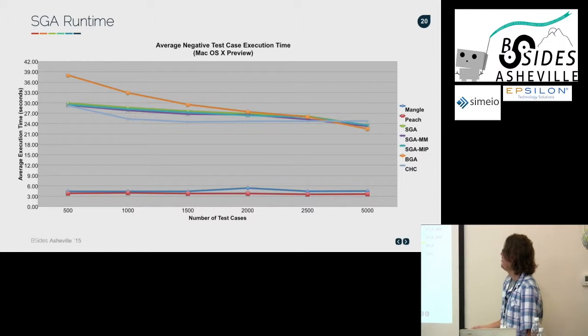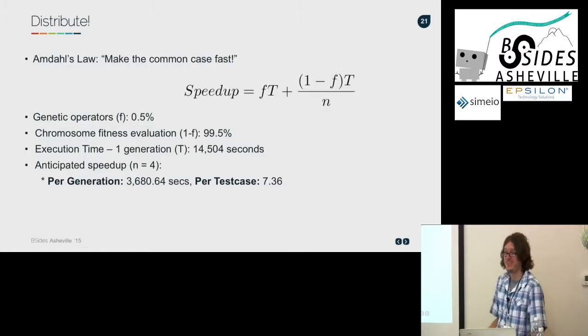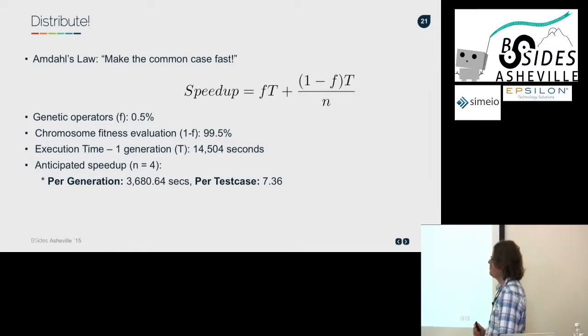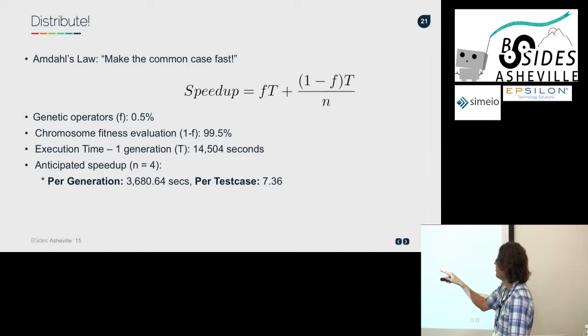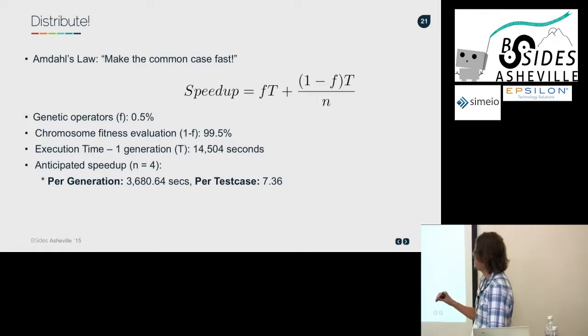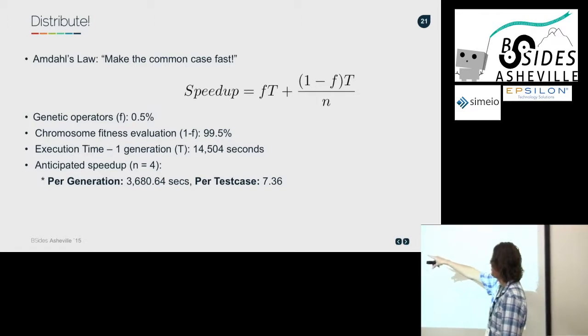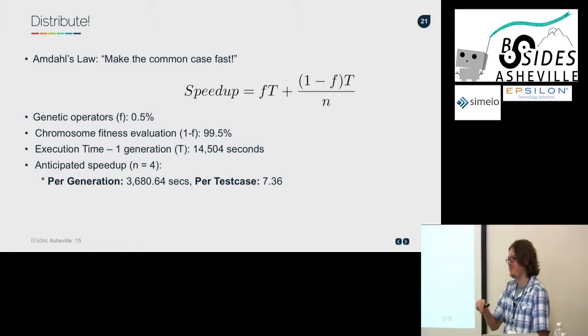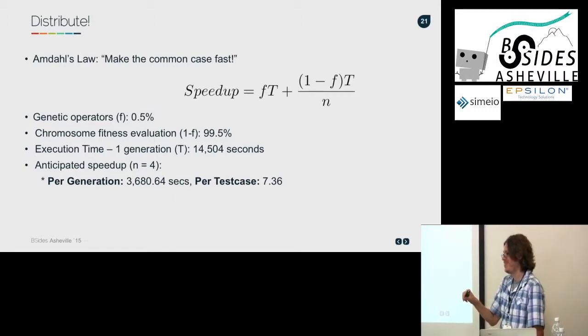And the simplest way to do that is distribute everything, right? So we can take a look at Amdahl's law, which basically means let's make the common case fast, and let's do an evaluation of the genetic algorithm to see what's happening here. So if we look, we see that the genetic algorithm is taking 0.5% of the time for me to breed new samples, okay? What's really taking the longest is this chromosome fitness evaluation, and that's because I'm running everything with Valgrind. So imagine running preview with Valgrind, right, and then waiting for a result.